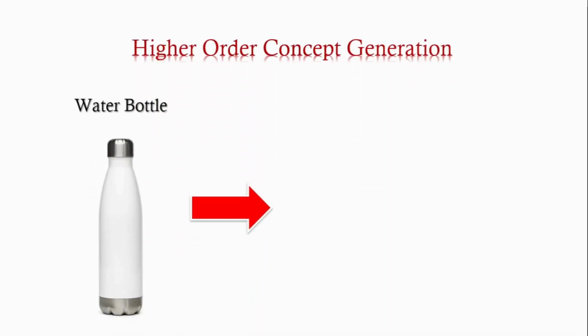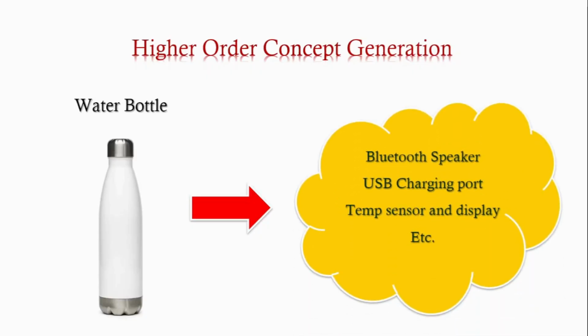Let's see one more example. Here we will take the example of a water bottle. Now a simple water bottle is there in front of you. What we have to do is create a higher order concept generation of this water bottle. Ultimately I am going to enhance the features of this water bottle so that it will look like a higher order concept. So I can add these types of features, or based upon your thought process you can add on to these features as well.